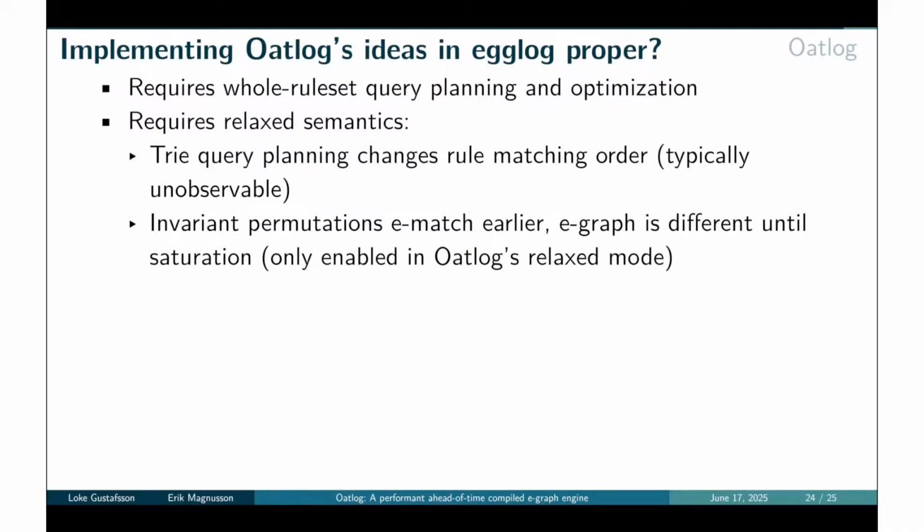This causes even the number of e-nodes in the eGraph to diverge from egglog, up until saturation, where the eGraph again is uniquely determined, modulo the previously discussed relaxations. As the eGraph only matches egglog upon saturation, invariant permutations are only enabled in Oatlog's relaxed mode.